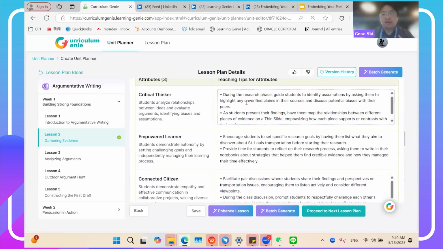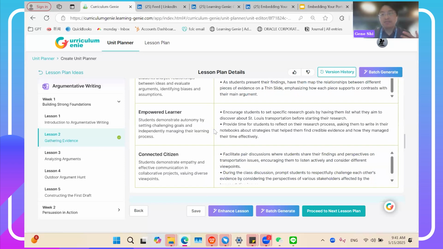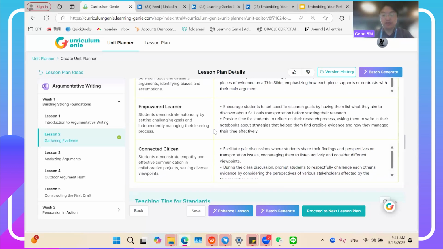this is the tips. During the research phase, guide students to identify assumptions by asking them to highlight any unverified claims in their resources and discuss potential biases with their peers. Or as students present their findings, have them map the relationships between different pieces of evidence on a slide, emphasizing how each piece supports or contradicts their main argument. That's one real example. A lot of teachers already do this, how to do critical thinker. But here we want to showcase that we can map it and make it very intentional.